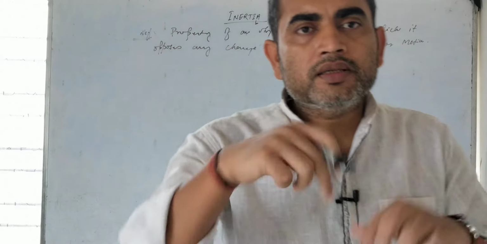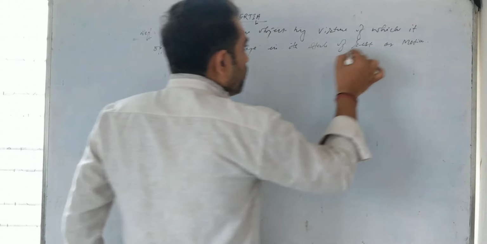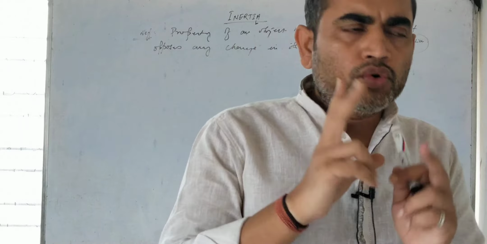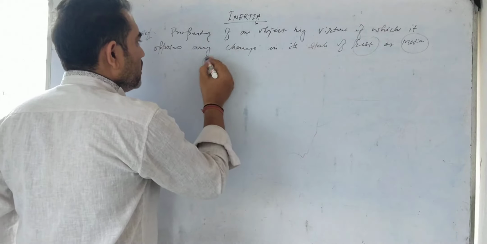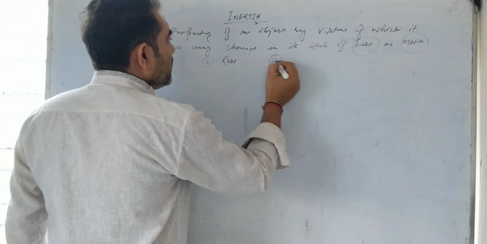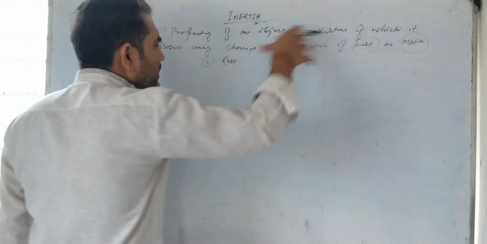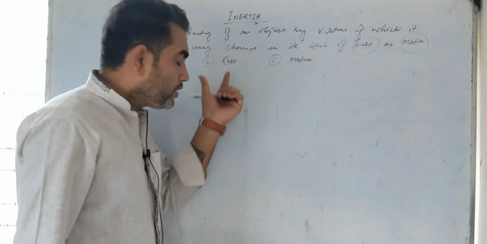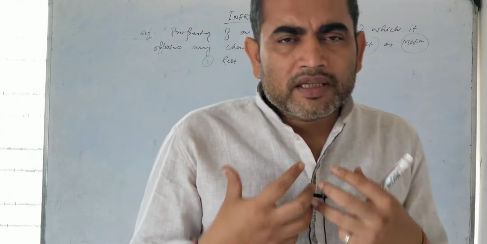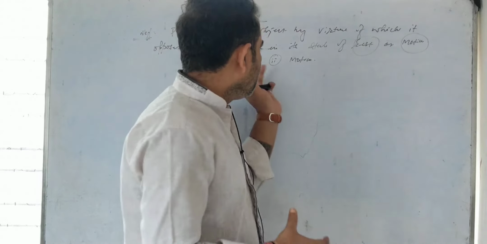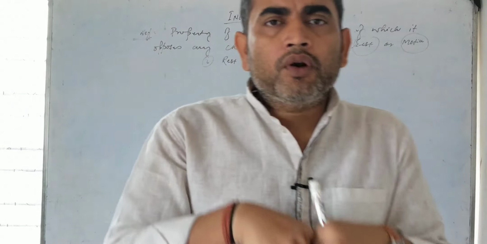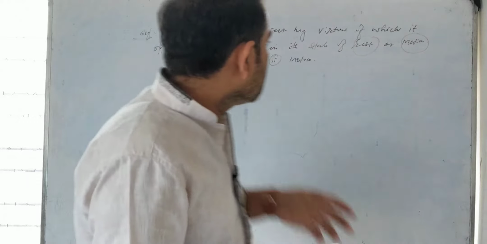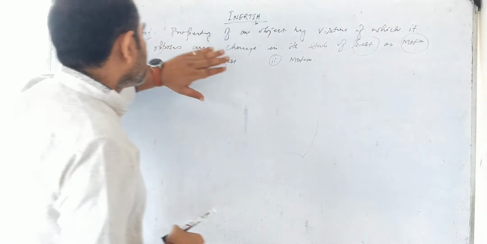Inertia has been categorized into two groups. We are talking about rest and motion, and on the basis of that, inertia has been classified into two groups. One is the inertia of rest, and the second one is the inertia of motion. Accordingly, we give the definition of the property of an object. For the inertia of rest, what will the explanation be? The property of an object by virtue of which it opposes any change in its state of rest is said to be the inertia of rest.